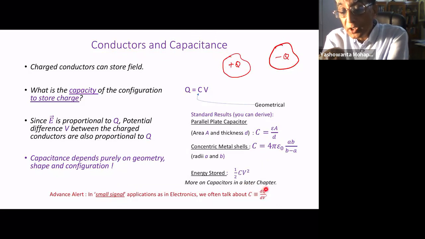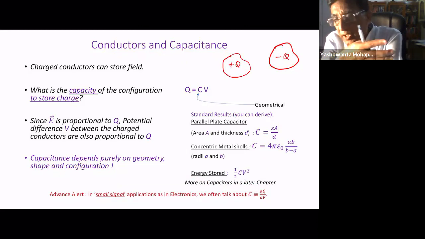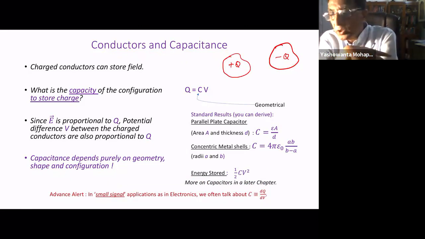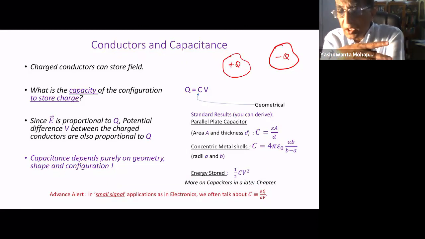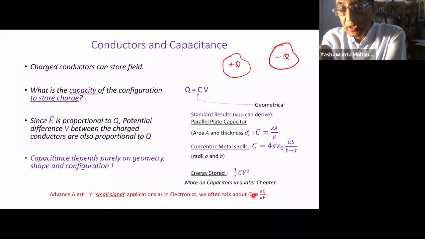Quite often one uses this. But of course, the capacitor that you will buy of certain microfarads, an electrolytic capacitor, a paper capacitor, or a ceramic capacitor, those are of course the Q by V capacitor. But in many device applications, we talk about differential capacitance, which is dQ by dV.